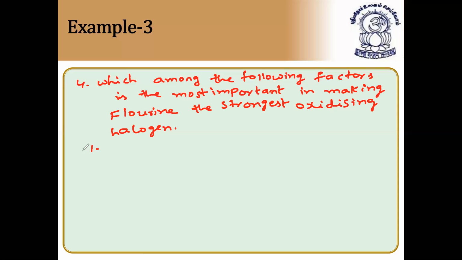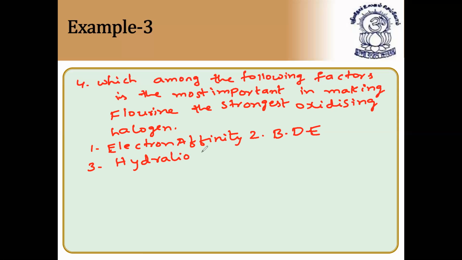Option 1, electron affinity. Option 2, bond dissociation energy. Option 3, hydration enthalpy. And option 4, ionization enthalpy. So here I'm writing, please note it down. Option 4, ionization enthalpy.